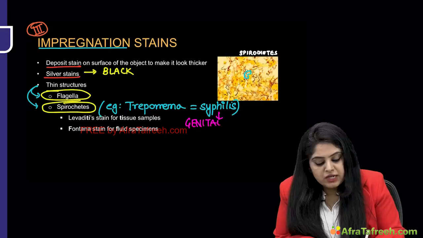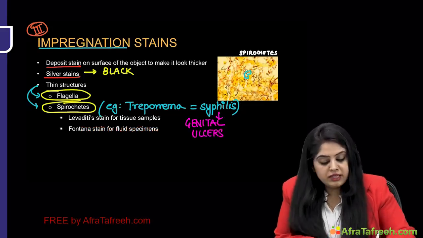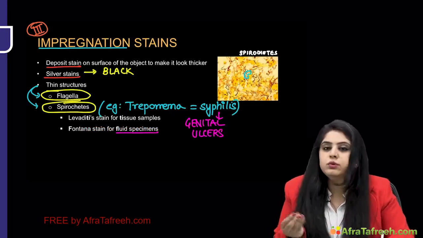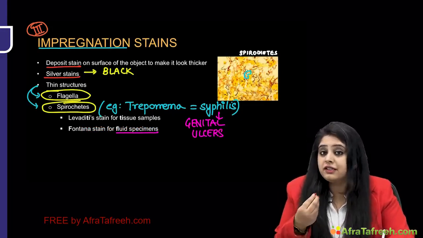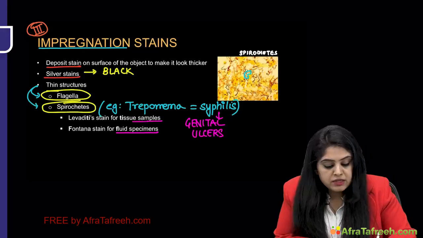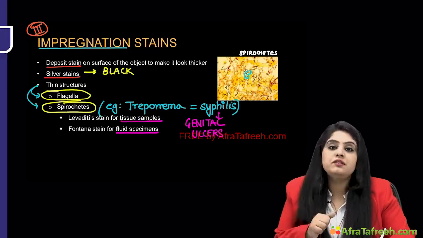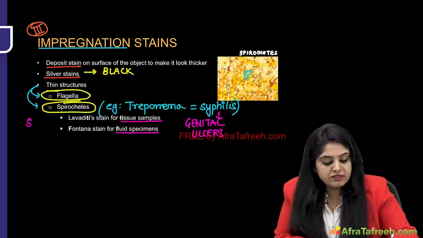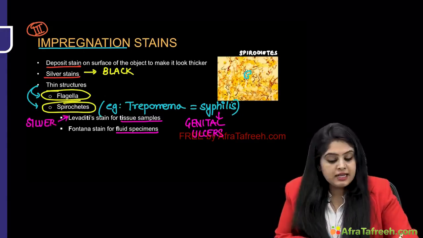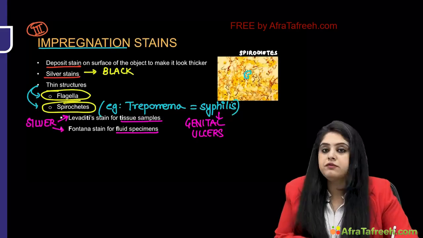Syphilis comes to us as genital ulcers. A syphilis patient presents with genital ulcers. So either I am going to get a little bit of fluid secretion from the ulcer, or I'm going to get a tissue sample. So which kind of silver stain will I use? Both of them are silver stains. But if I get a tissue sample, I use the Levaditi stain. And if I get a fluid sample, I use the Fontana stain.